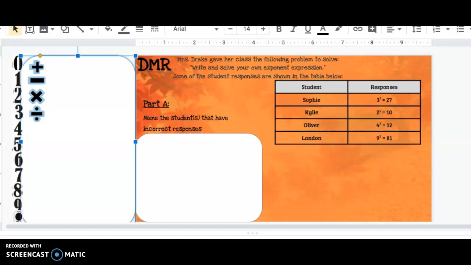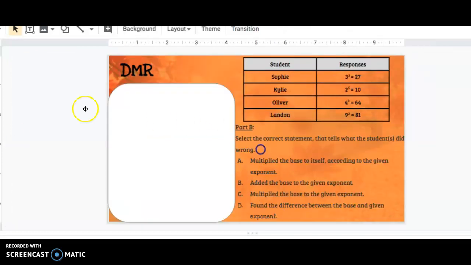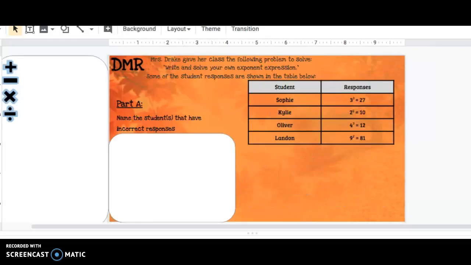Hi guys, we're going to go over DMR. I have it on two slides because there's a part A and then the next slide is our part B. Part A is where most of our work is going to be completed.